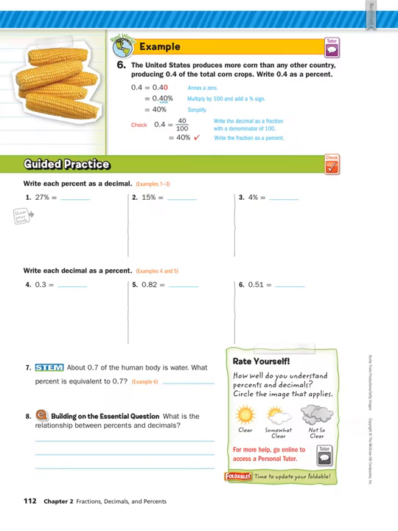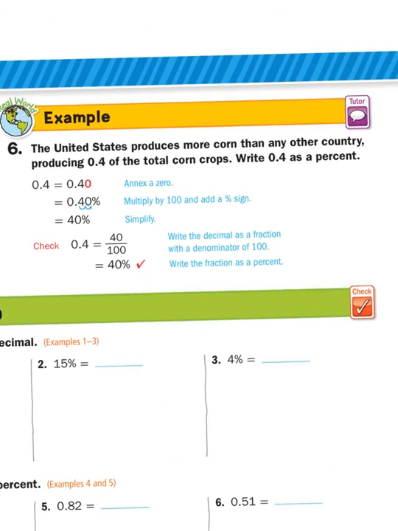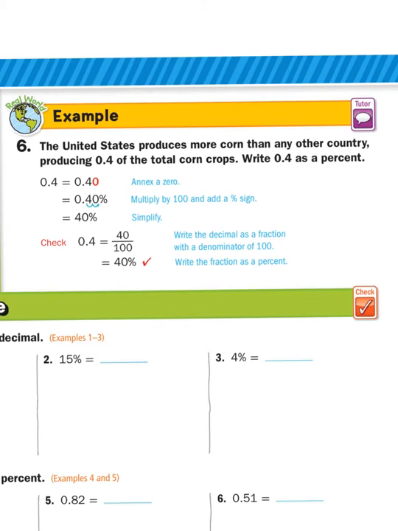All right, one more page. We have example 6. So this is just going to put it in a more real-world scenario. So let's read it and see what it says. It says, the United States produces more corn than any other country, producing 0.4 or 4/10 of the total corn crops. Write 4/10 as a percent.